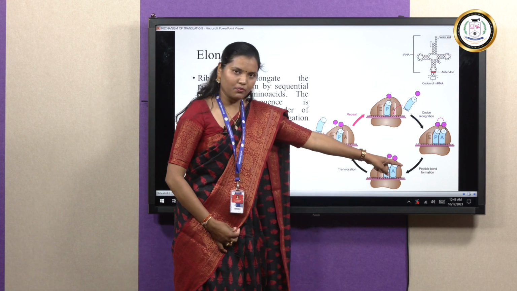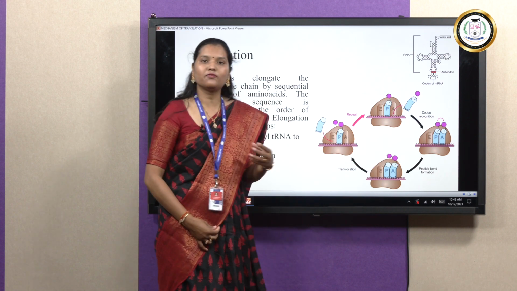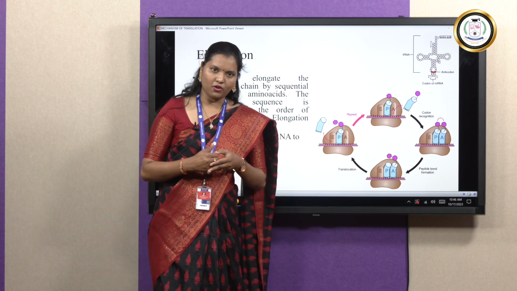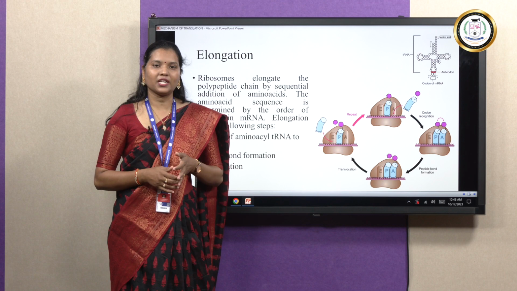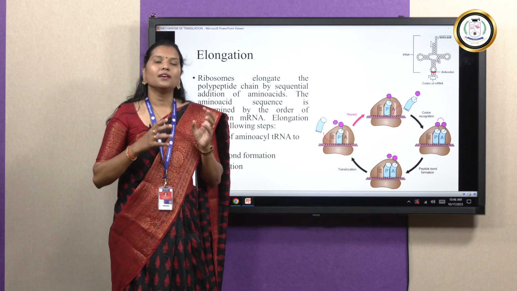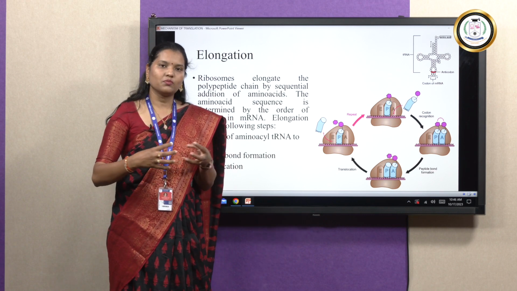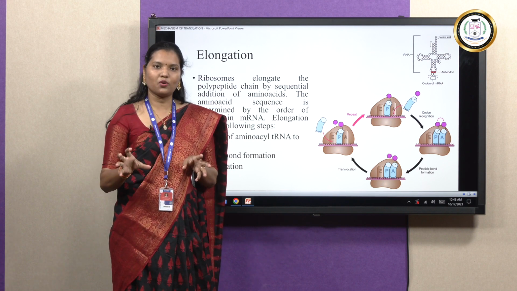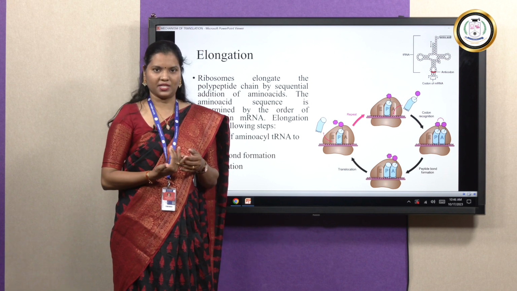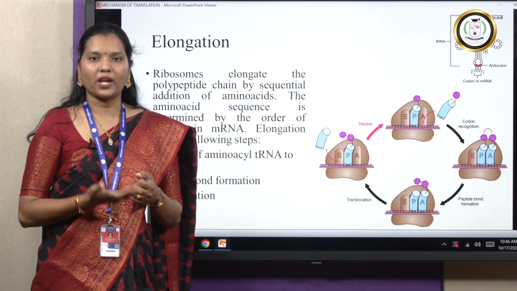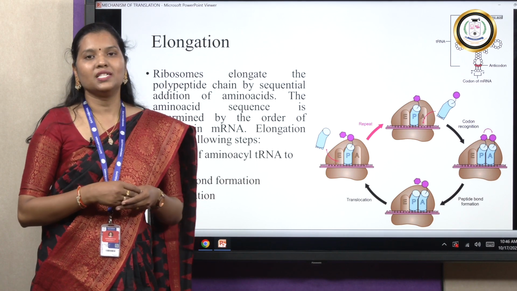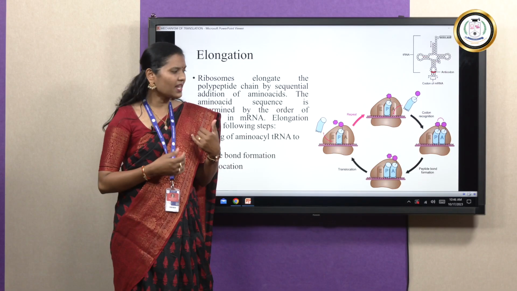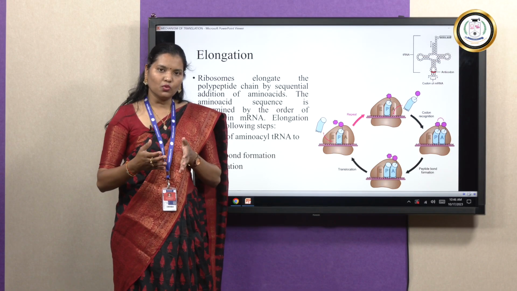Followed by that, we have the peptide bond formation, where a peptide bond is forming between the 2 adjacent amino acids. Once the peptide bond is formed, the next step is translocation. Translocation is the process where the ribosome moves across the mRNA to the next codon, because the next triplet codon has to be read for the addition of the next amino acid, and this process requires more energy. So a molecule of GTP or ATP is required here for this movement of mRNA.